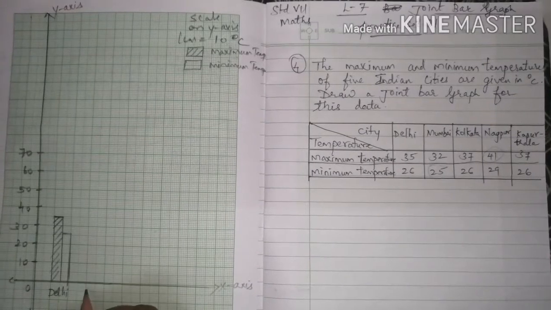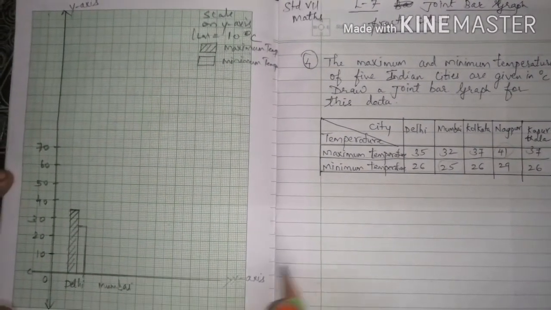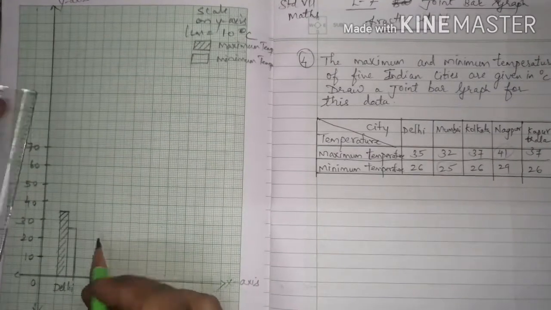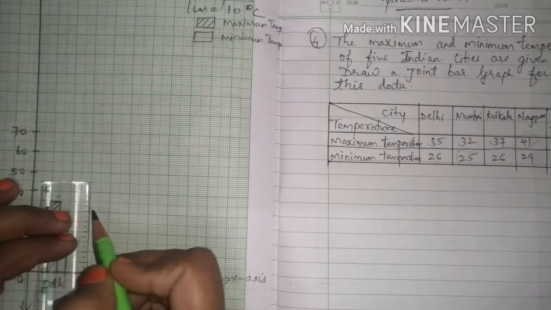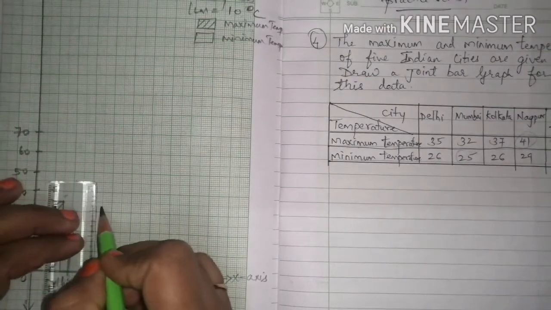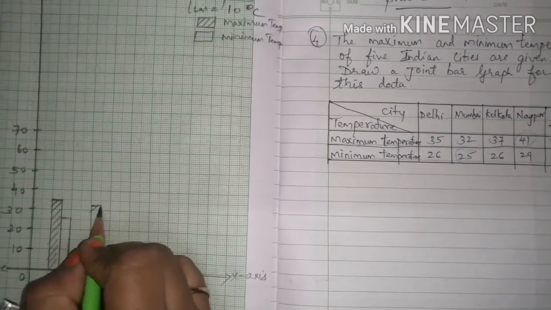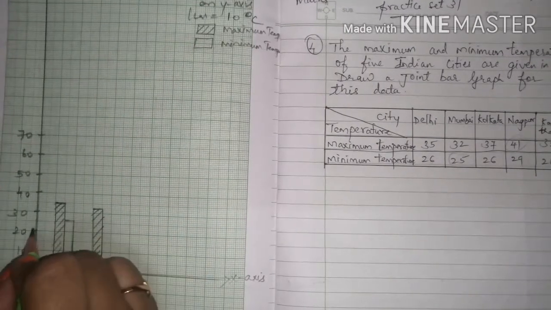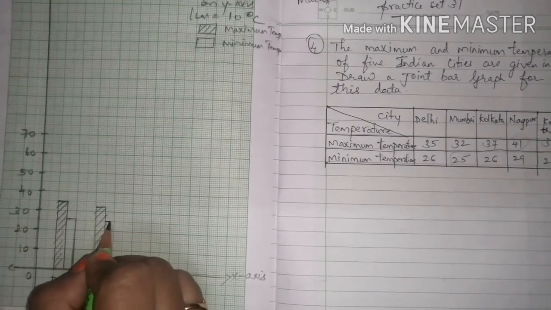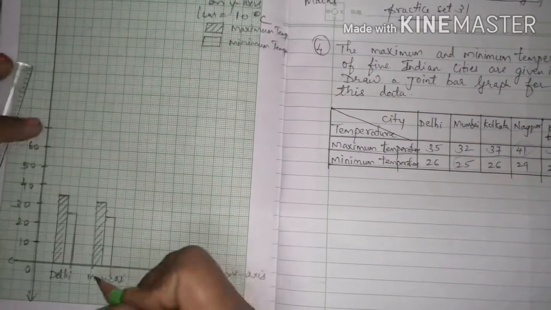Now come to the next city, Mumbai. Leave one box, and we will show Mumbai now. The maximum temperature is 32. So above 30, this one will be 32. This is the maximum, so shaded. The minimum temperature is 25. So above 20, go 5 boxes. So here this one is your minimum temperature of Mumbai.